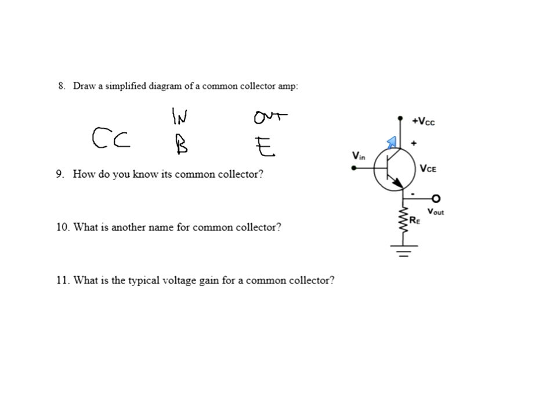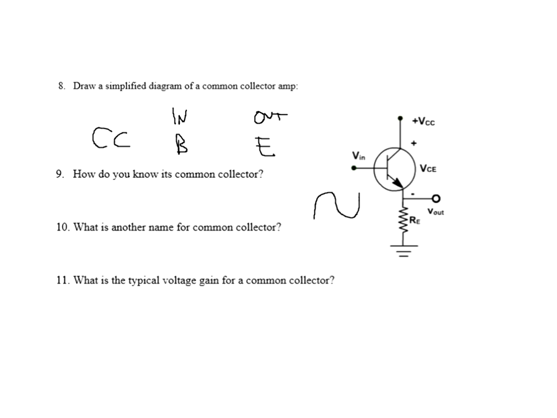A dead giveaway for a common collector is there's no resistor in the collector. That's a dead giveaway. It has to be common collector. That's how you know it's common collector. The input's on the base, the output's off the emitter, and there's no resistor on the collector. What is another name for a common collector? Well, I'm going to show you what another name is.